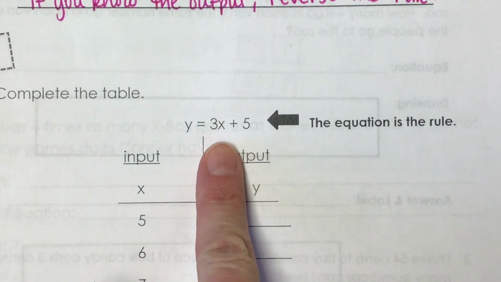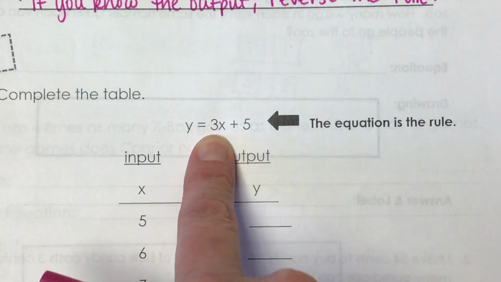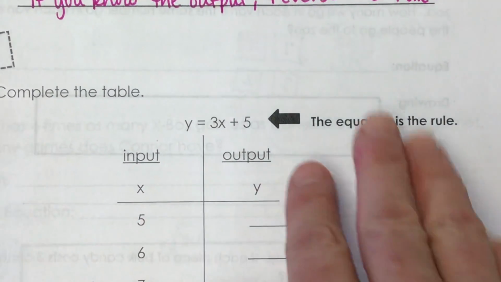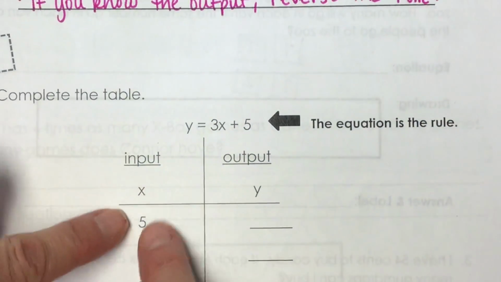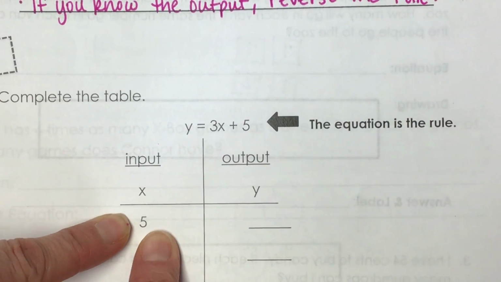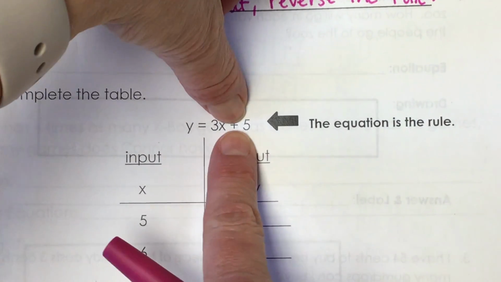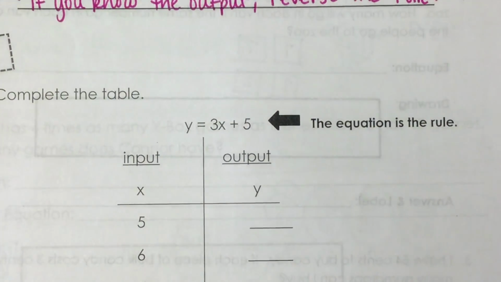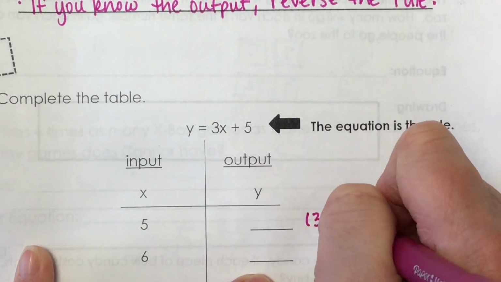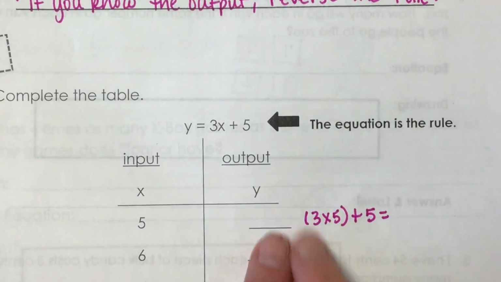Okay? So let's do this example down here at the bottom, and this is a two-step rule. There are two things that you have to do. First, you're going to multiply times 3, and then you're going to add 5. Okay? So we have an input-output table. If the x is equal to 5, then we're going to do 3 times 5 and then add 5. We can write that. You guys have been writing two-step equations for a while. 3 times 5 and then add 5. And that will give you your y.